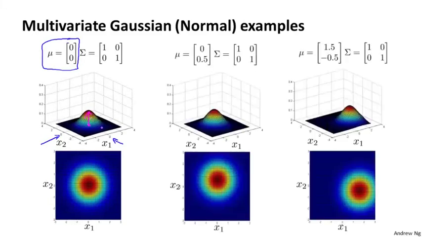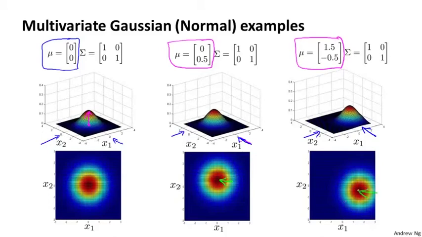Whereas if we vary the values of mu, then that varies the peak of the distribution. So if mu equals 0, 0.5, the peak is at x1 equals 0 and x2 equals 0.5, and so the peak or the center of this distribution has shifted. And if mu was 1.5, minus 0.5, then again similarly the peak of the distribution has now shifted to a different location corresponding to where x1 is 1.5 and x2 is minus 0.5, and so varying the mu parameter just shifts around the center of this whole distribution.